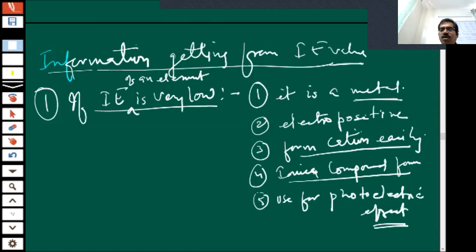Your screen is getting blurred. Yeah, in solar system, you know, photoelectric cells are there.